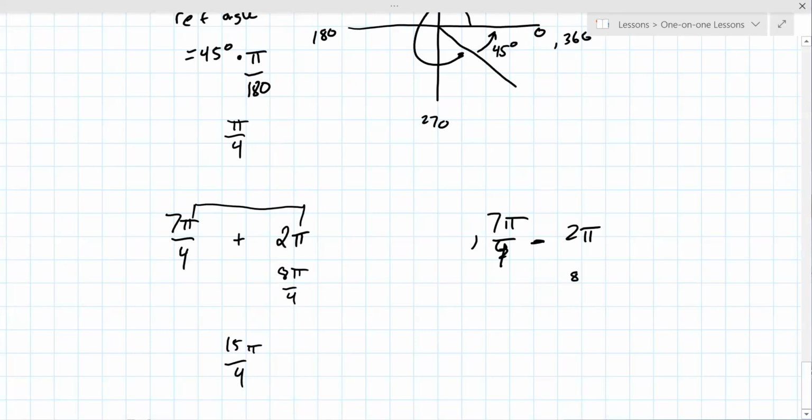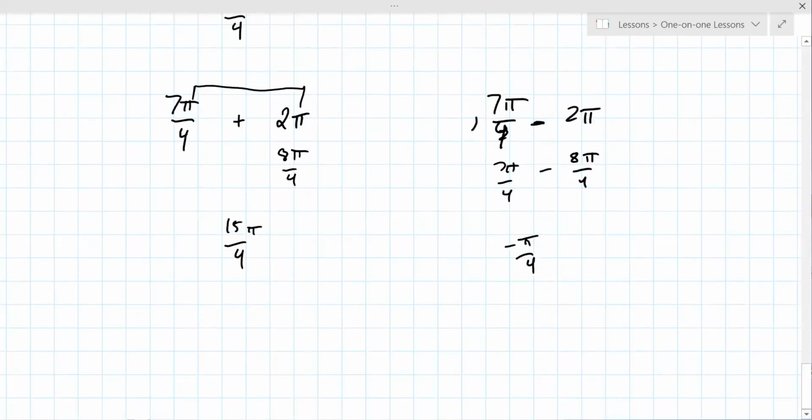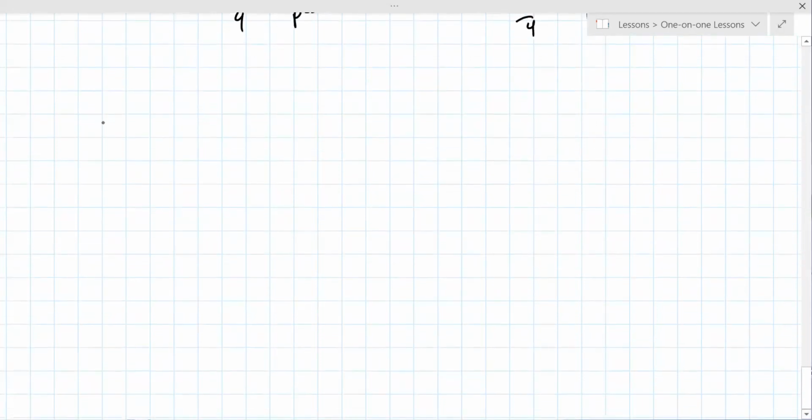And this is like subtracting 8 pi over 4. So that becomes minus pi over 4. Oh, okay. Which one? Oh, never mind. So this is your negative coterminal on the right, and this is your positive coterminal on the left. Yeah, you get one of each. Most likely you'll see that. So let's try another one here.